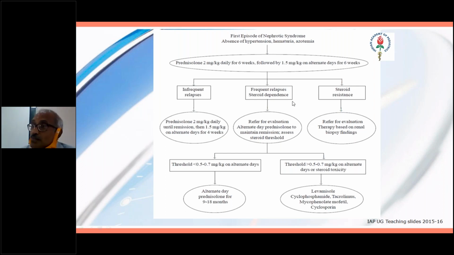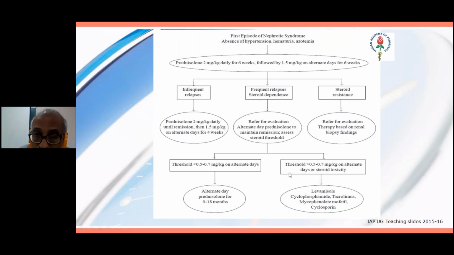Frequent relapse, as I said, is when within 15 days the child relapses again after responding, or relapses 2 times during the treatment itself. For such frequent relapses, refer for evaluation, or alternate day prednisolone therapy may be necessary, and then you have to measure how much prednisolone is necessary to control it. If the dosage threshold is less than 0.5 to 0.7, that means low dose prednisolone is maintaining it. So you continue alternate day prednisolone therapy for 9 months to 1.5 years. This is enough for frequent relapse.